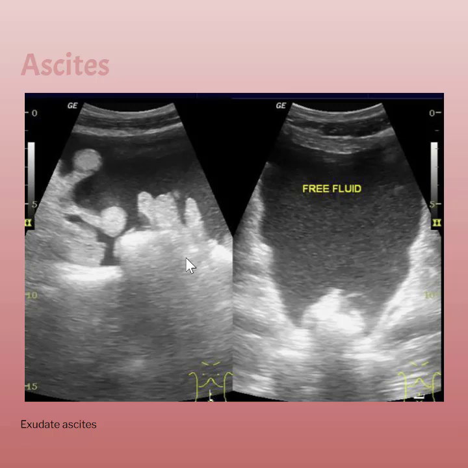Here's an example of a very large amount of free fluid. So we can see bowel loops floating in the free fluid. However, this is no longer that simple free fluid or simple ascites, transudative ascites. This has particles within it. So this would be considered exudative ascites. Now this could be related to an infection in the body, or it could be related to a hemorrhage in the body.